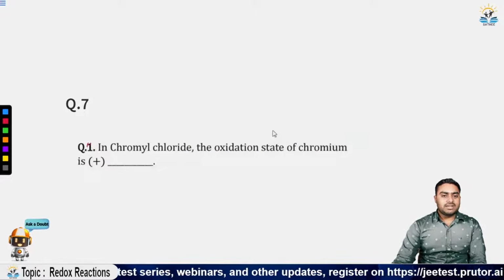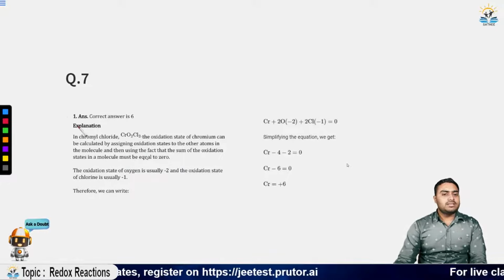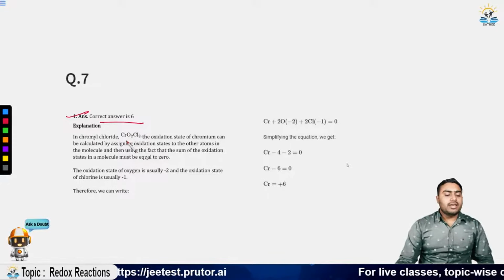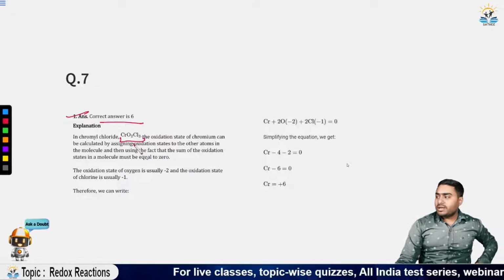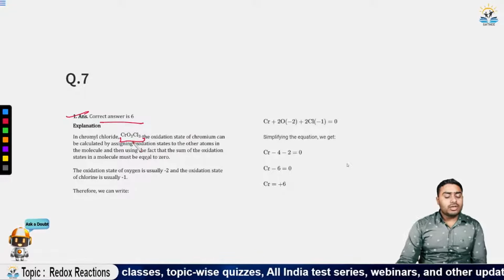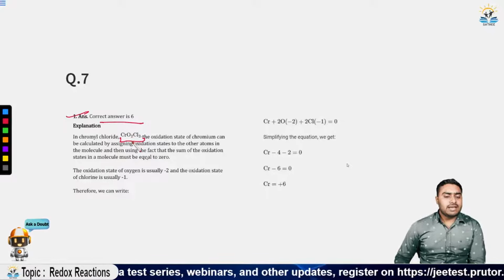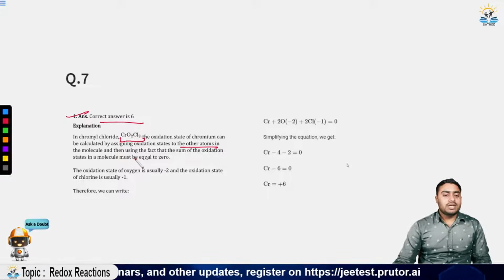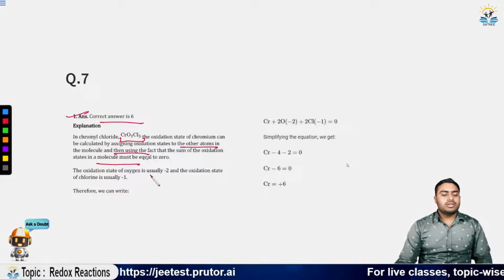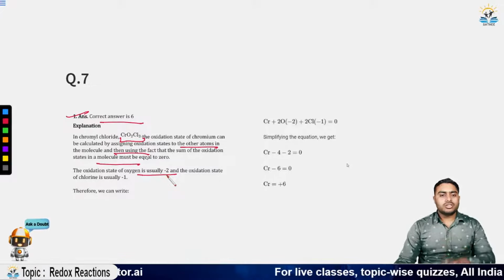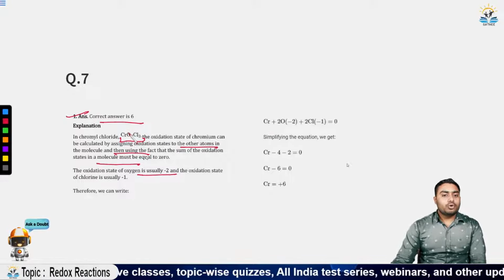So question number 7 is this. In chromyl chloride, the oxidation state of chromium is very simple. The correct answer is 6. The formula of chromyl chloride is CrO2Cl2. The oxidation state of chromium can be calculated by assigning oxidation states to the other atoms in the molecule, and using the fact that the sum of oxidation states in a molecule must be equal to 0. The oxidation state of oxygen is usually -2 and that of chlorine is usually -1.